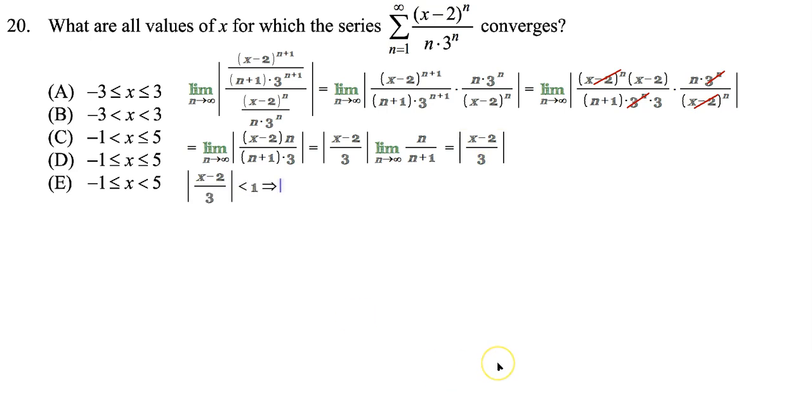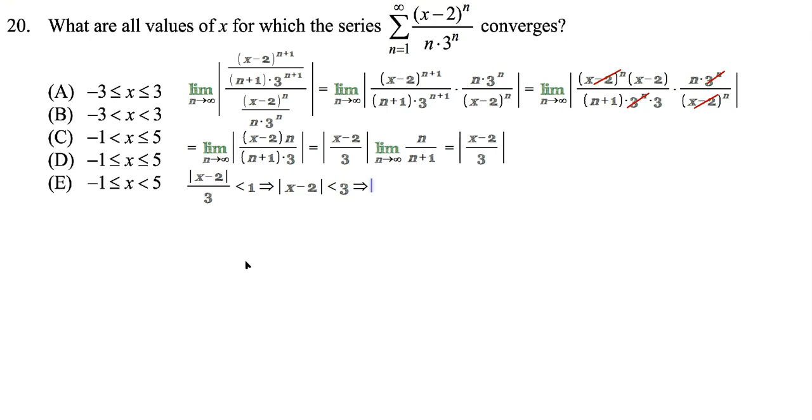That means the following. Multiply both sides by 3. That would be like saying that the absolute value of x minus 2 is less than 3. You can do this because the absolute value of 3 is already positive 3. You could write the left side as x minus 2 over the absolute value of 3, and you don't even need absolute value bars around the 3 anymore. So it looks like this once you multiply by 3 on both sides.